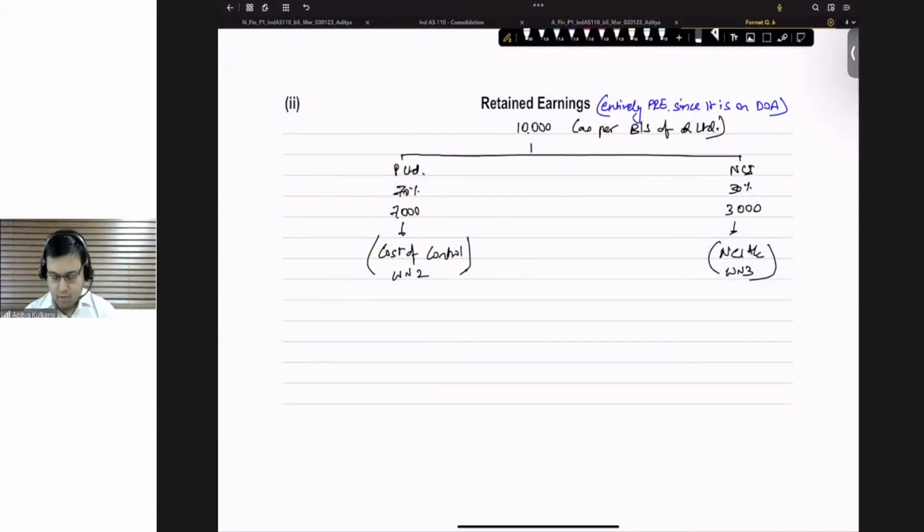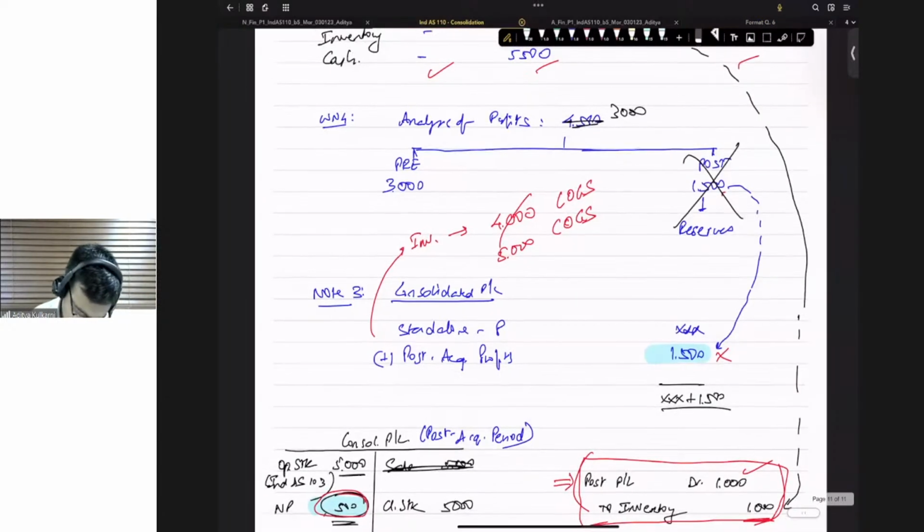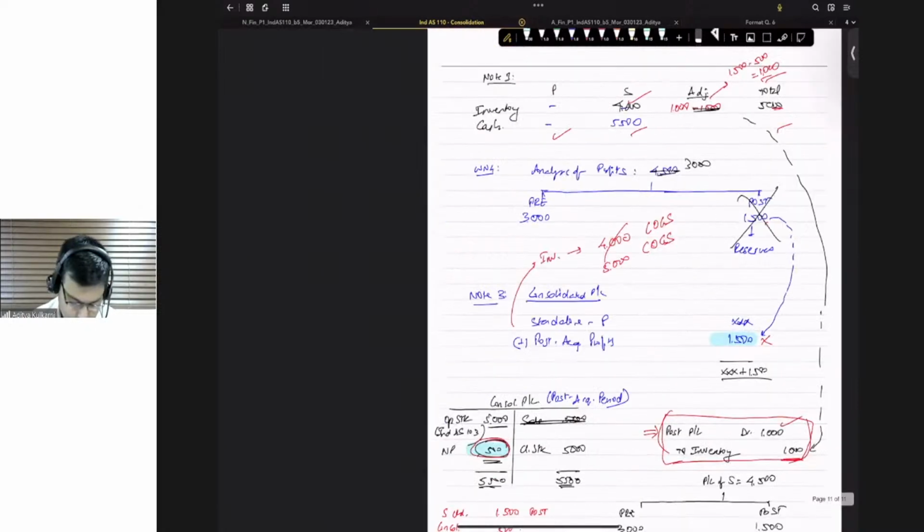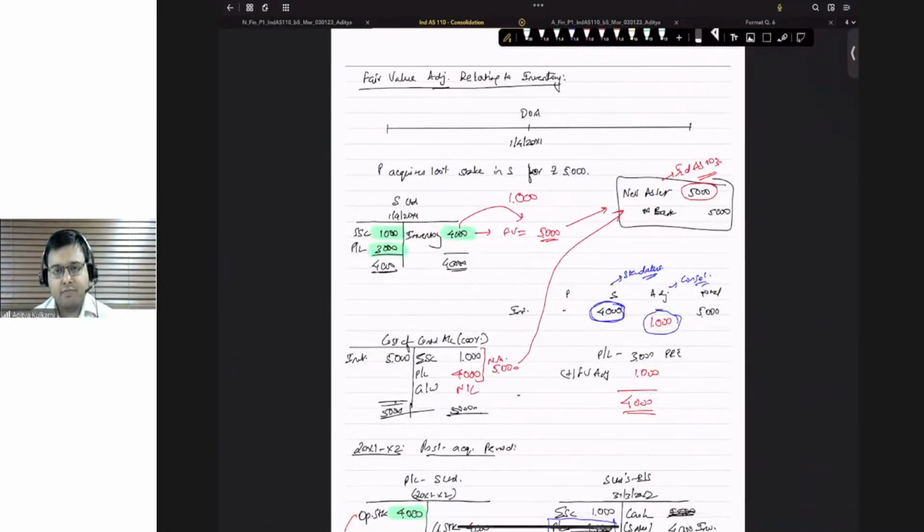Okay. Good morning, everyone. So today we commence our third session on consolidation. In the previous class, I think we had seen the fair value adjustment in detail. Yes, we took the example of a non-depreciable asset, that is land. We also took the example of a depreciable asset in the form of building, and we took the example of inventory. And I had also told you that similar scenarios will apply for trade payables also.